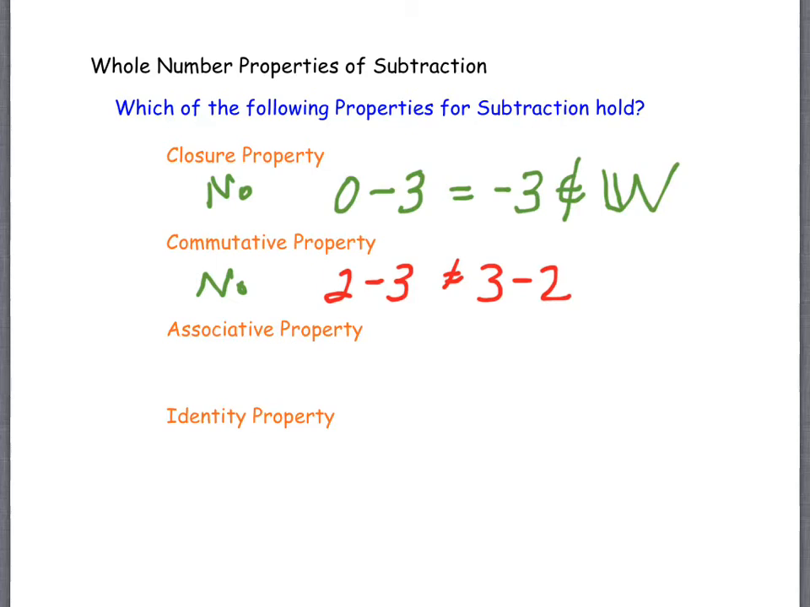I just told you a minute ago that the closure property will work with integers and subtraction. The commutative property is still not going to work. It's still not going to give us the same answer on both sides. How about the associative property? We have not talked about this one. What would you suppose? Probably not going to work.